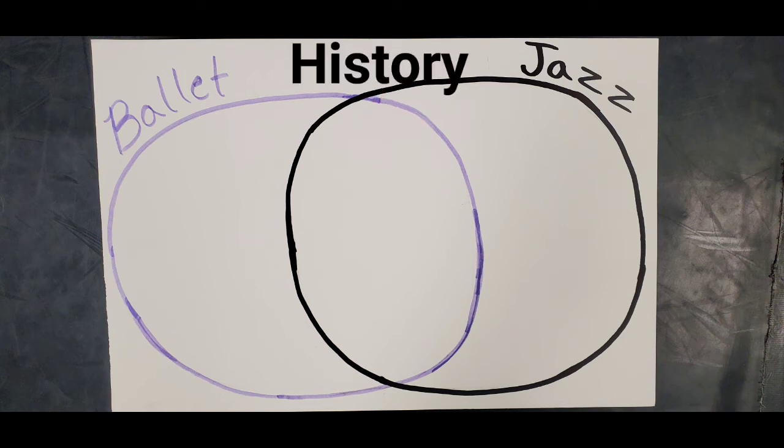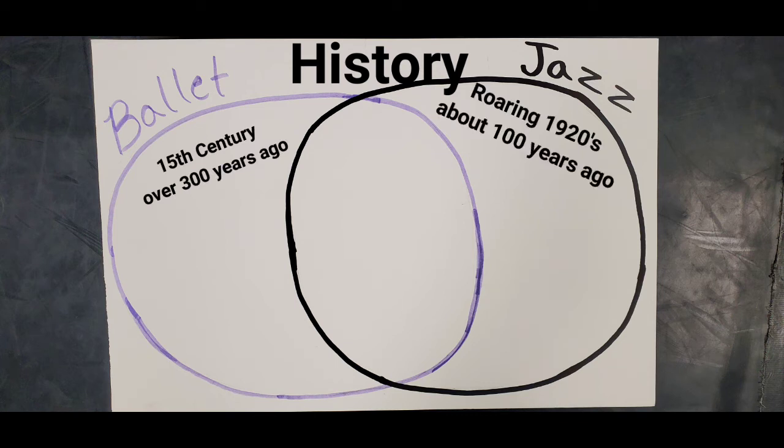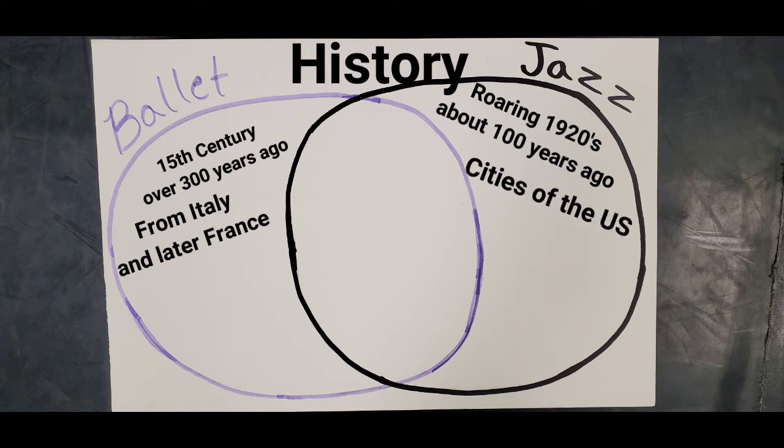Historia de ballet y jazz muy diferente. The history of ballet and jazz are very different. Ballet began in the 15th century, a long, long time ago, whereas jazz began in the 1920s, only about 100 years ago, the Roaring 20s. Ballet began in Italy and later went to France, so it's originally a European dance form, whereas jazz began in the cities of the United States. That's where you and I live.